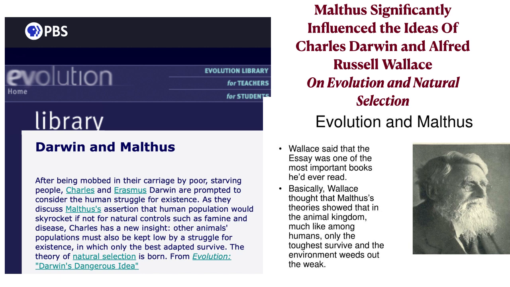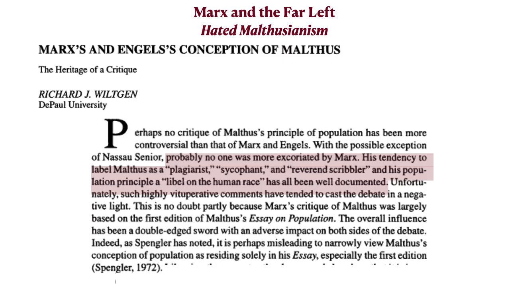Now, Malthus had plenty of enemies. On the far left, certainly Marx and the Marxists despised Malthusianism. To quote here from an article by Richard Wilgan, probably no one was more excoriated by Marx than Malthus. His tendency to label Malthus as a plagiarist, sycophant, reverend scribbler, and his population principle as a libel on the human race have all been well documented. And so this was a long-standing view in far-left Marxian scholarship.